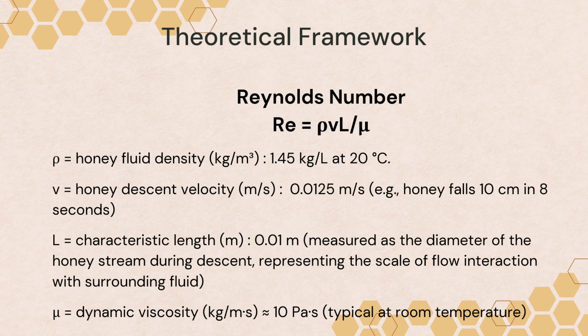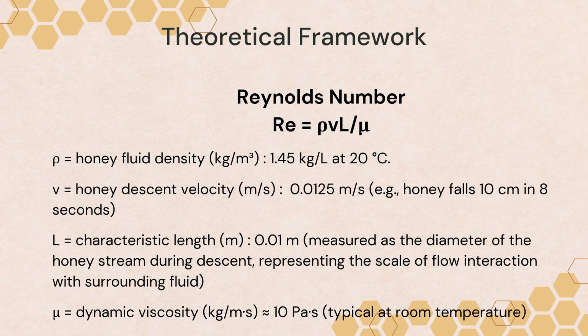This slide introduces the theoretical foundation for my experiment, the Reynolds number. The Reynolds number helps us predict whether a fluid flow will be laminar or turbulent. The equation is Re equals ρVL divided by μ, where ρ is the fluid density of honey, about 1.45 kilograms per liter at 20 degrees, V is the descent velocity, which I measured as 0.0125 meters per second based on honey falling 10 centimeters in 8 seconds. L is the characteristic length.